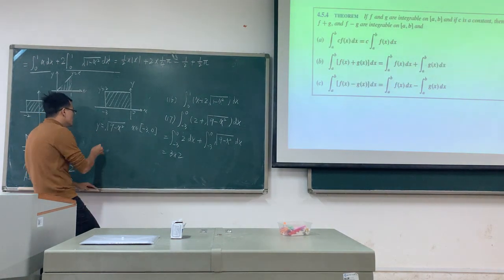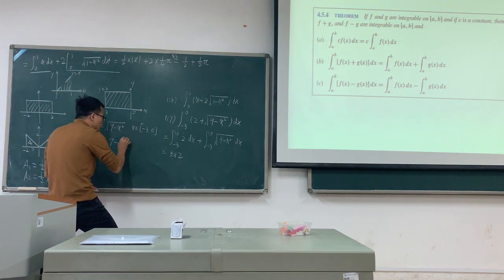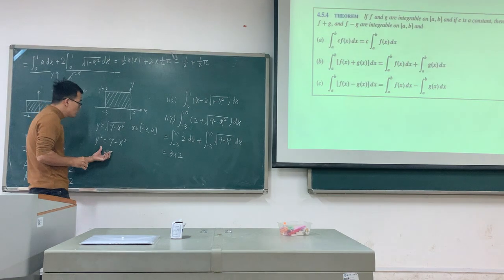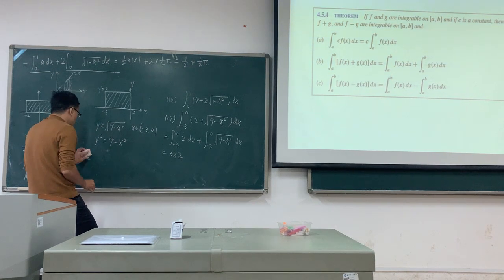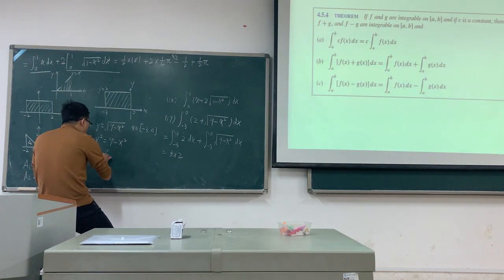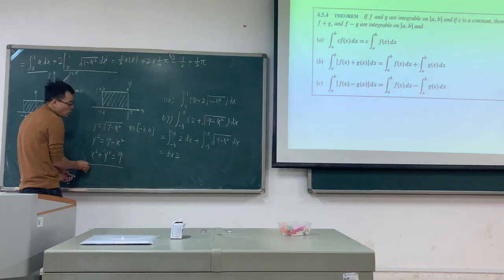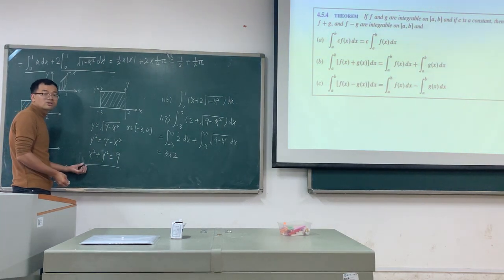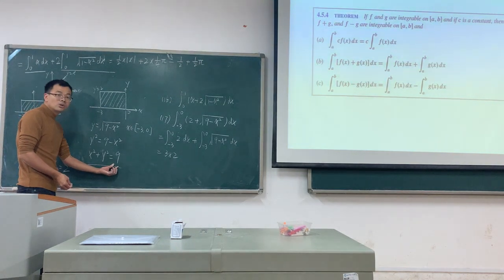So here we have y squared equal to 9 minus x squared, yeah? So we add x squared on both sides. So here we have x squared plus y squared equal to 9, yeah? So what is this shape? It's a circle, yeah? What's the center? Zero, yeah. What's the radius? Three, yeah?